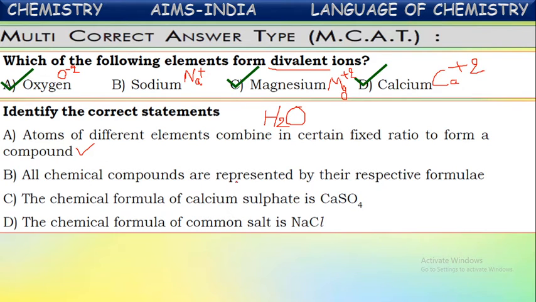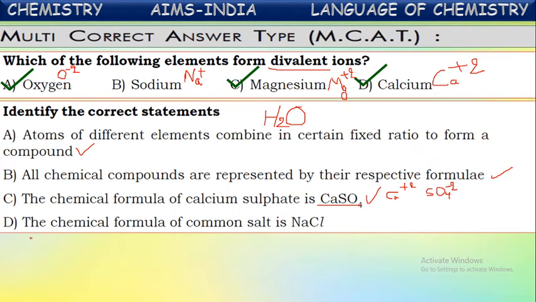Next, all chemical compounds are represented by their respective formulae. Yes, each and every compound is given a unique chemical name. A chemical formula is given for every compound. Yes, this statement is also correct. The chemical formula of calcium sulfate is CaSO4. Yes, we know the calcium ion formula, just now we have seen Ca plus 2, and the sulfate ion formula SO4 minus 2. When you combine these two ions by using the crisscross method, we finally get CaSO4 as the formula of calcium sulfate. So this statement is also true.